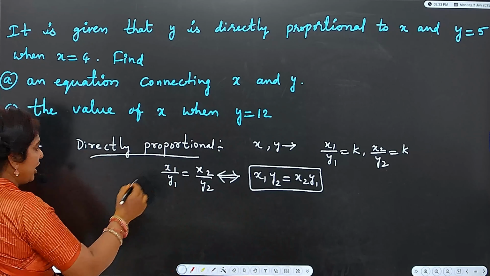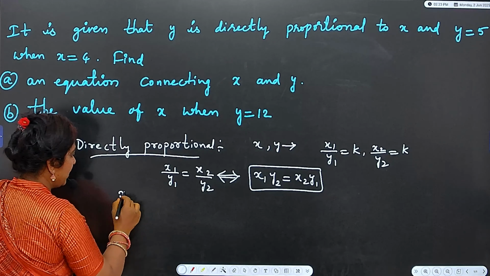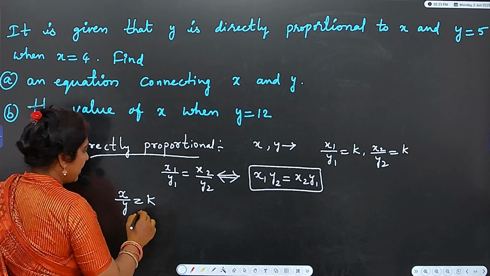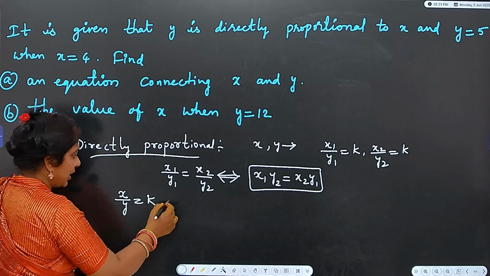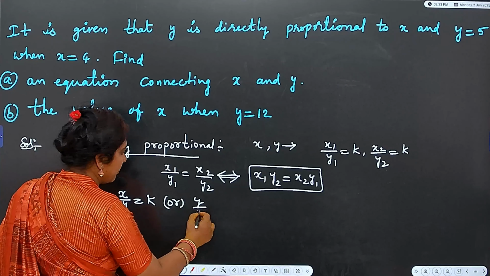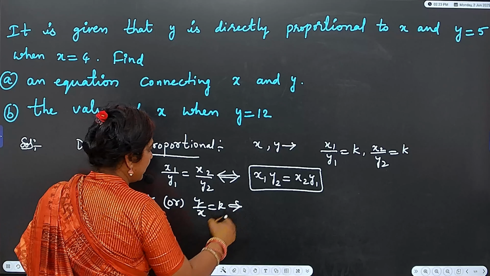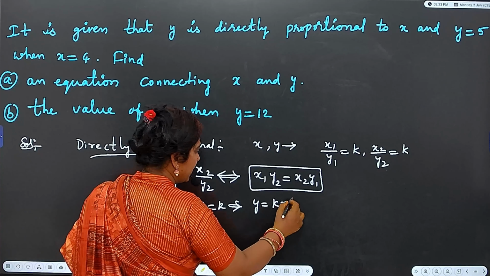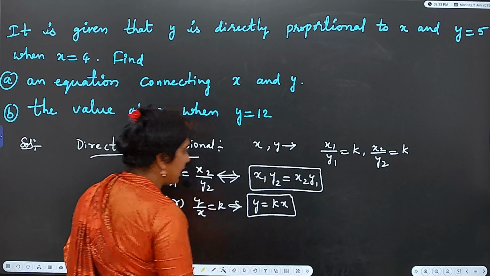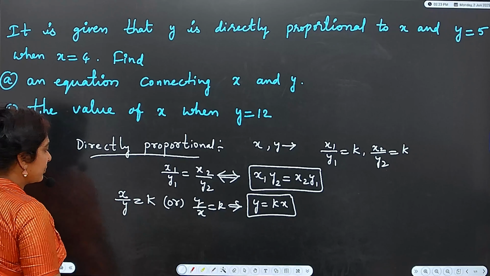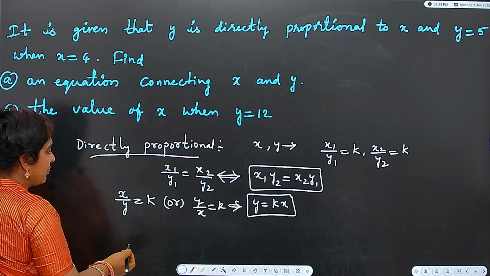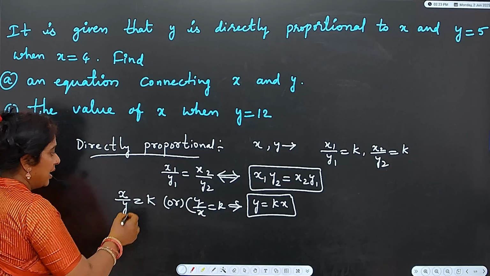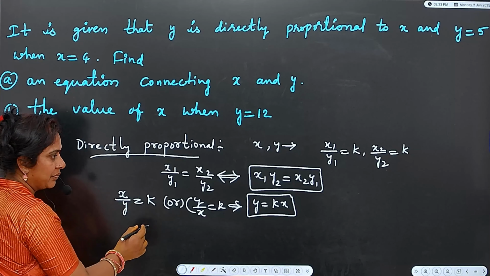The general form of the equation, if it is directly proportional, means the two quantities are in the same ratio. We can take it as either x by y equals k or y by x equals k. Here y by x is the ratio, so y equals kx is the relation of the two variables x and y. Whether we take the ratio of second to first or first to second, the ratio is k.